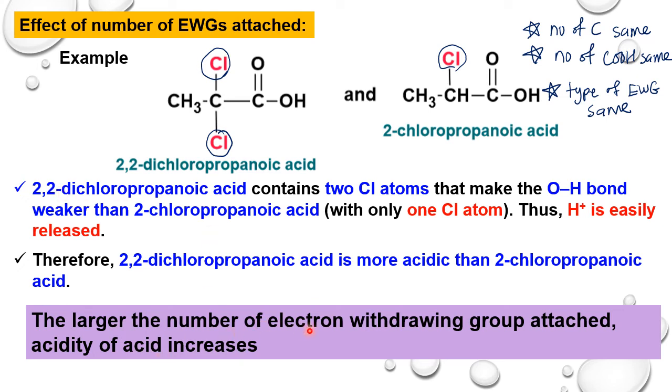The larger the number of electron withdrawing group attached, the acidity of the acid will increase. Maksudnya kalau ada lagi satu klorin dekat sini, lagilah kuat dia akan tarik electron withdrawing. Dia akan tarik electron density pada OH dekat sini. Okay. Last sekali, masih kita bincangkan effect bila kita ada electron withdrawing group. Kita akan tengok effect of the position of the electron withdrawing group.